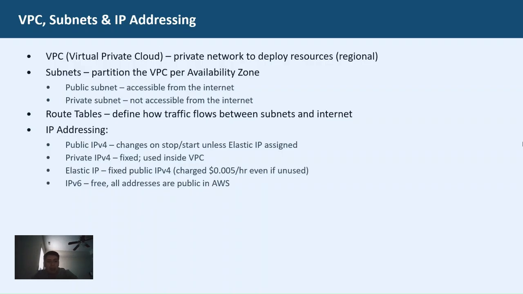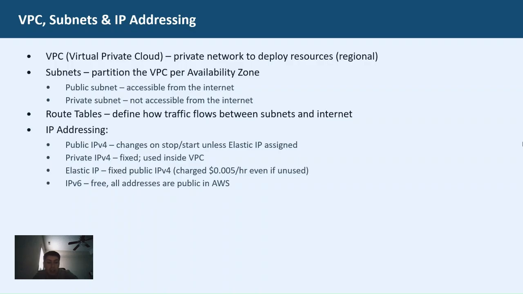A VPC is your virtual private network in AWS, scoped to a region. Inside the VPC, you create subnets tied to a specific availability zone. Public subnets have access to the internet, private subnets don't. Route tables control how traffic flows between subnets and to the internet.